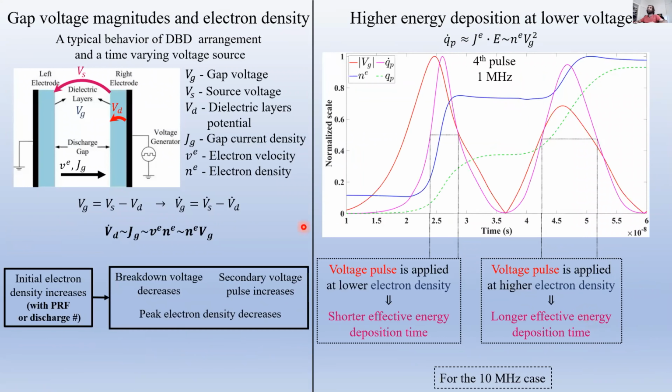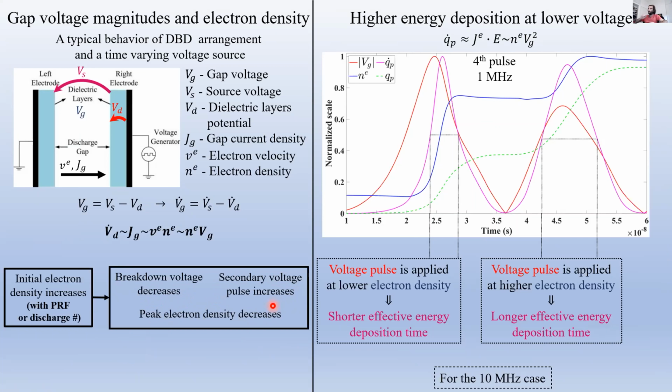There's quite a lot of coupling, but I want to briefly discuss two of them. The first one is the gap voltage magnitude and the electron density relation. I'm not going to get into specifics, but this is basically a typical behavior of this DBD arrangement with the time varying voltage source. Eventually, what we get is that if the initial electron density increases with the pulse repetition frequency or the discharge number, then we get a lower breakdown voltage. We get a peak electron density decrease, but a secondary voltage pulse increase.